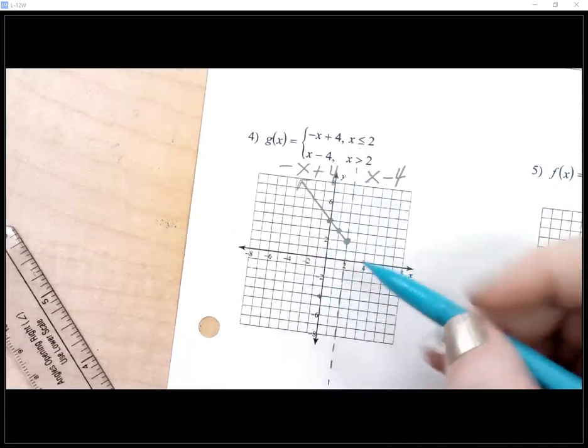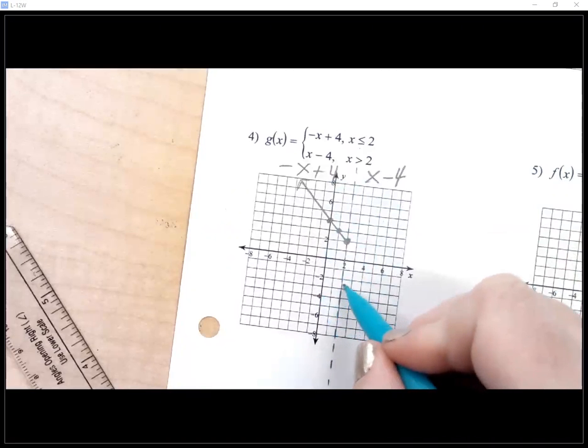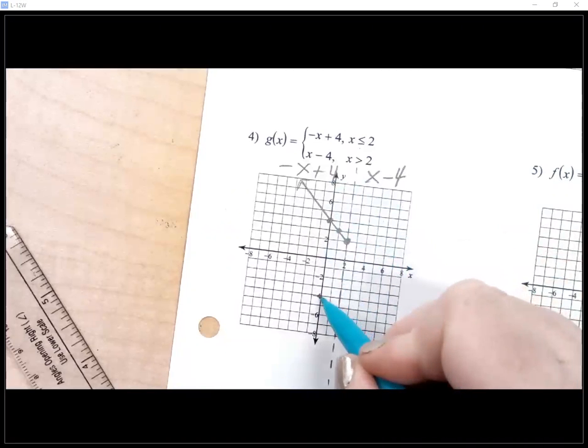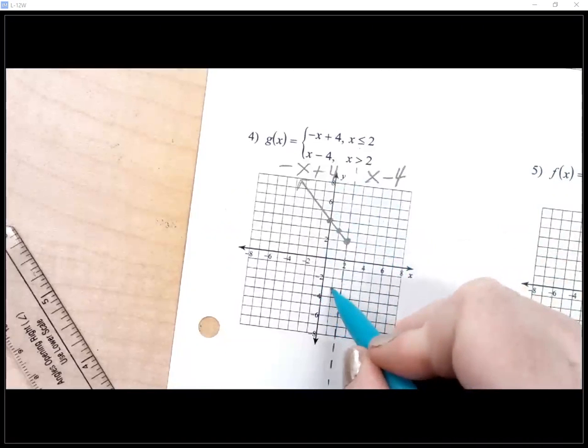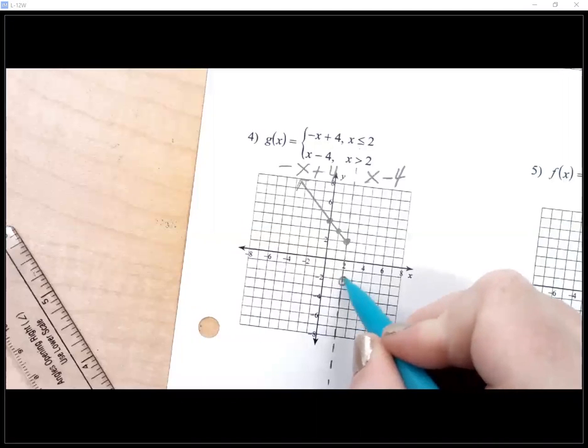If I were to start at -4, I'd be going up 1 over 1, but I don't draw it here because I can't start drawing the line until I pass my divide. So if I start here and I go up 1 over 1, up 1 over 1, oh, I've hit it. So there I'm going to put an open circle, and then I'm just going to continue on with my slope, up 1 over 1.